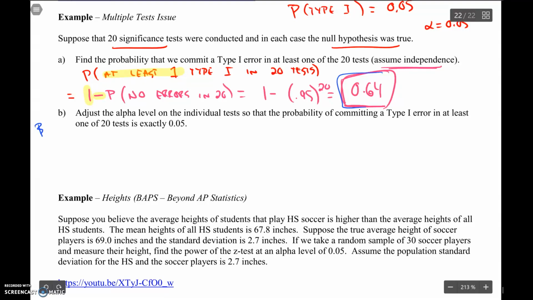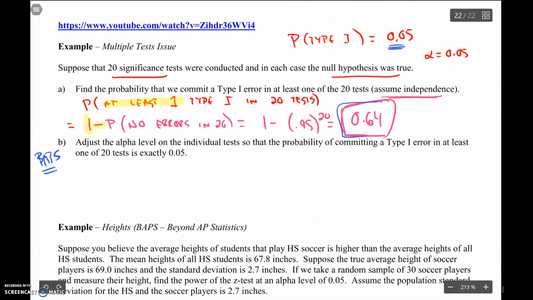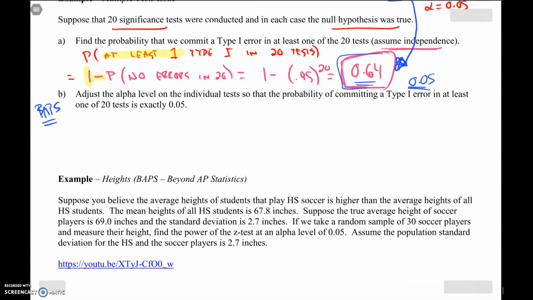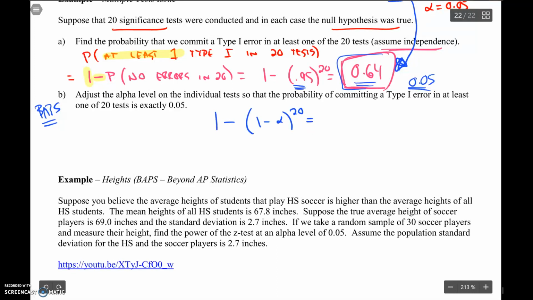This is a little bit beyond AP Stats, but if you're running multiple tests, what you can do is adjust the alpha level lower, so it's not being run at 0.05, so that your overall chance of getting at least one type 1 error becomes 0.05. So we can set up this equation: 1 minus (1 minus alpha) to the 20th power. If I want my overall error rate to be 5%, then what do I need to pick for this alpha value in order to make that happen?